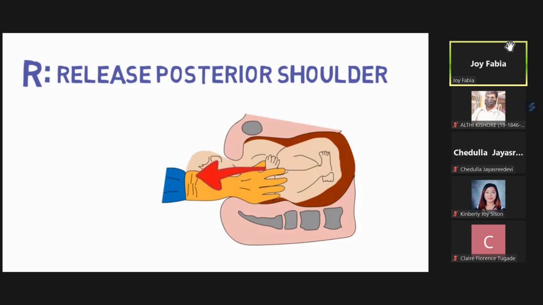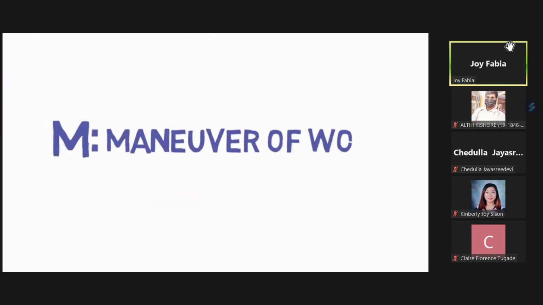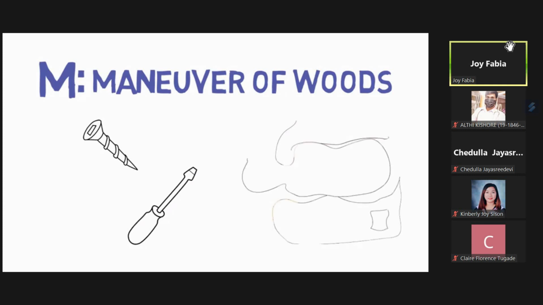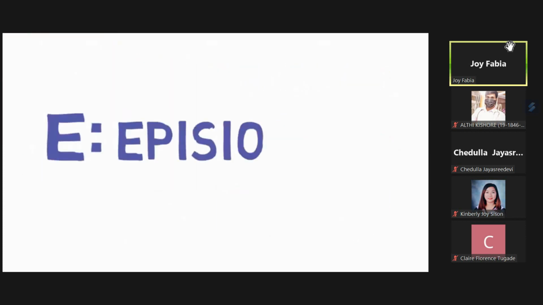If not, move on to the next step. M stands for maneuver of Woods. This is also called the screw maneuver because you try to rotate the fetus or unscrew it by putting pressure on the clavicle of the posterior shoulder and rotating it until it becomes anterior. If none of these maneuvers work, E stands for episiotomy and can be considered.